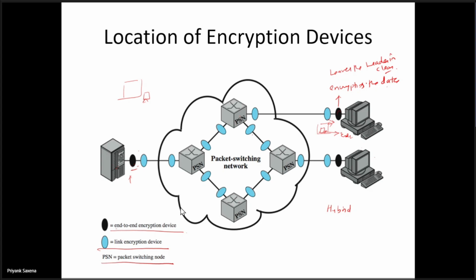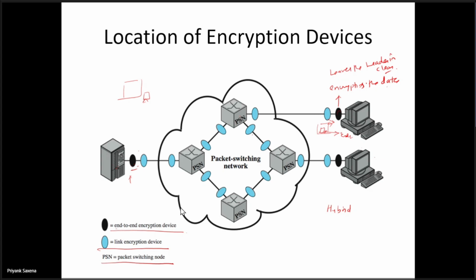Large number of encryption devices for encryption, and when your data enters into this public packet switching node, your header part needs to be opened, because otherwise how will it decide on which link the packet should be forwarded? So for that it has to open the packet and see the header part.